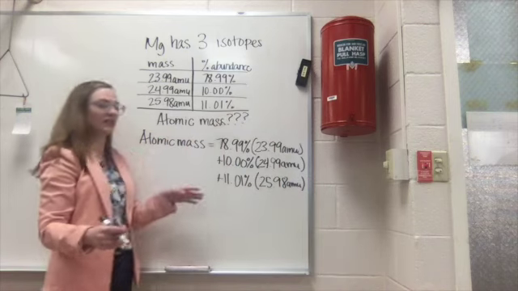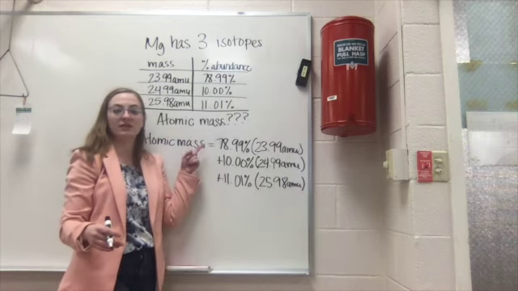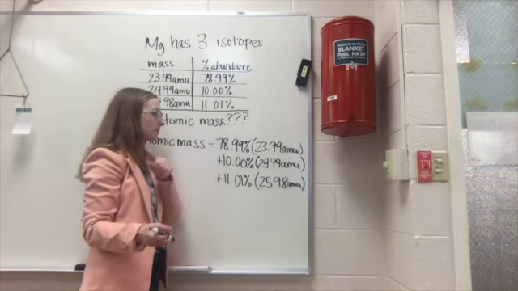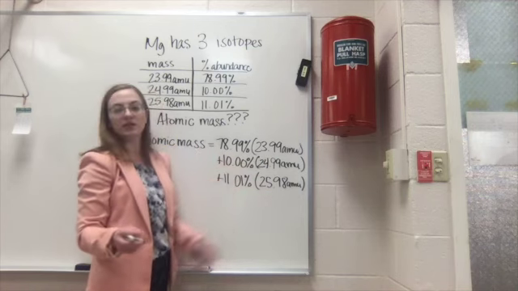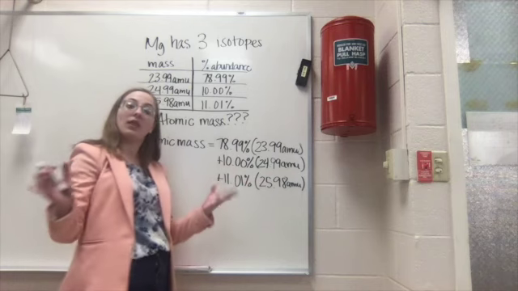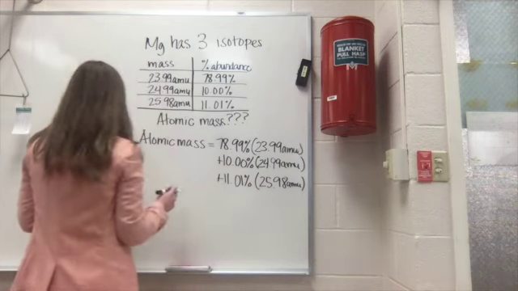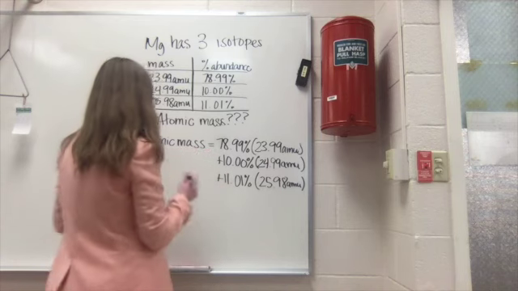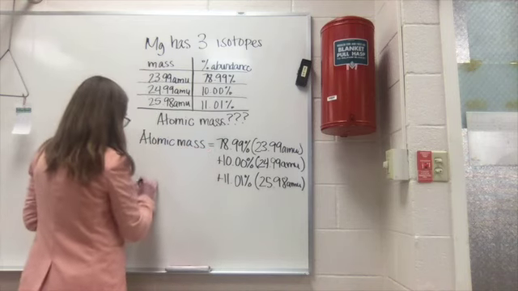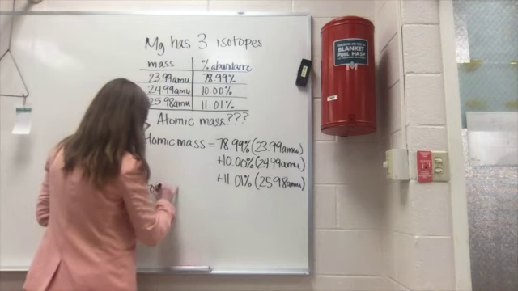So again, basically this is just taking a weighted average. It says that almost 80% of your information comes from here, 10% comes from here, and 11% basically comes from here. That's kind of the idea. However, we know that we can't actually work with percentages in math problems, so we need to convert those to decimals.